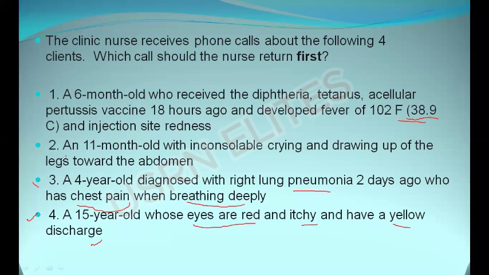Let's look at option 2. You have an 11-month-old with an inconsolable cry. No matter what you do, the child is crying. And look at the second part of the question: drawing up legs towards the abdomen. That child is in pain, so it means something is happening in the abdomen. Between this one and conjunctivitis, which one will you choose? We choose option 2 because the infant is guarding the abdomen.